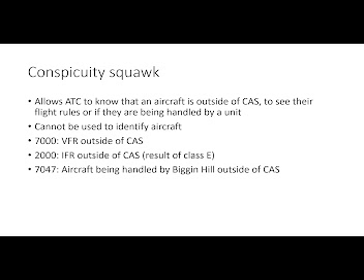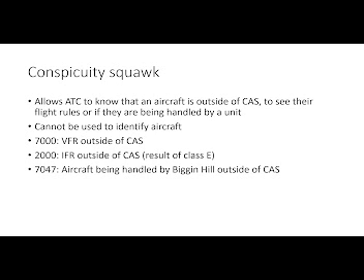The last type of squawk I'm going to cover is the Conspicuity squawk. So, this has several different purposes, okay? So, the Conspicuity squawk can allow ATC to know that an aircraft outside of CAS is outside CAS and not talking to anyone. And it also allows them to know their flight rules.